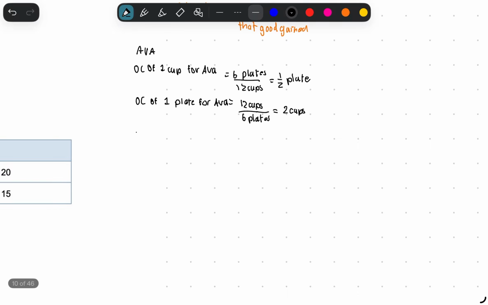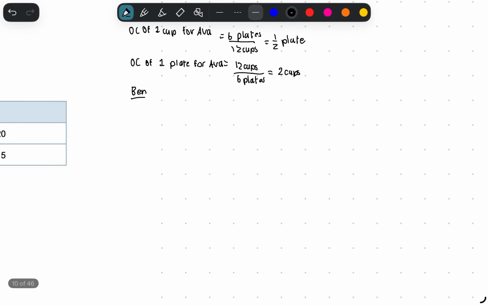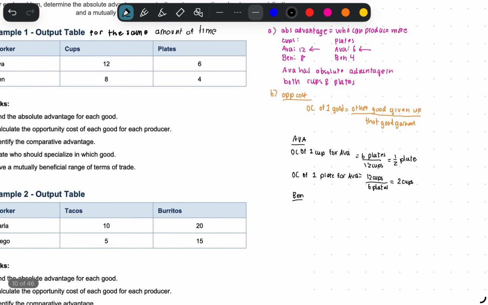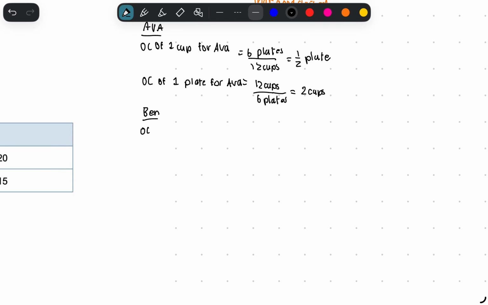Now we can do the same thing for Ben. So for Ben, we know that Ben can either make 8 cups or 4 plates. So if we find the opportunity cost of 1 cup for Ben, this is equal to 4 plates over 8 cups. And this is equal to 1/2 a plate. So the opportunity cost of 1 cup for Ben is equal to the equivalency of 1/2 of a plate. This is in terms of production.